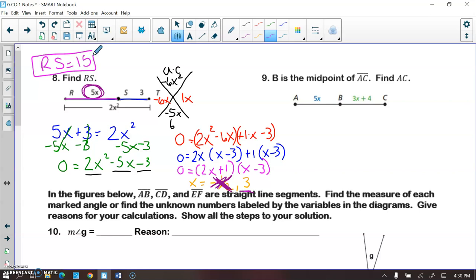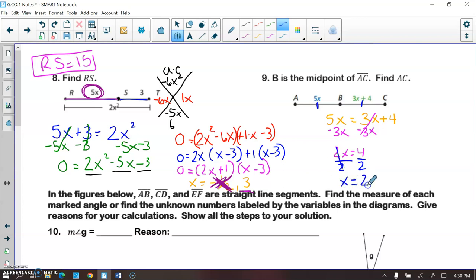I know that B is the midpoint of segment AC. So what that means is that AB would be congruent to BC. So since they're both congruent, that means that they're equal. So we can set the lengths equal to one another. And so now I'm going to solve for x by subtracting 3x from both sides. I get 2x is equal to 4. And dividing by 2 on both sides, x comes out to be 2.